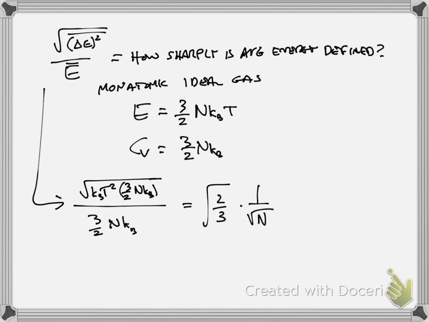So the more particles I have, the smaller the fractional fluctuations in the energy content of my system. And this is what we talked about a long time ago, that the bigger your thermodynamic system is, the fluctuations in your average quantities tend to go like 1 over square root of n. And this is actually a concrete example that shows that.